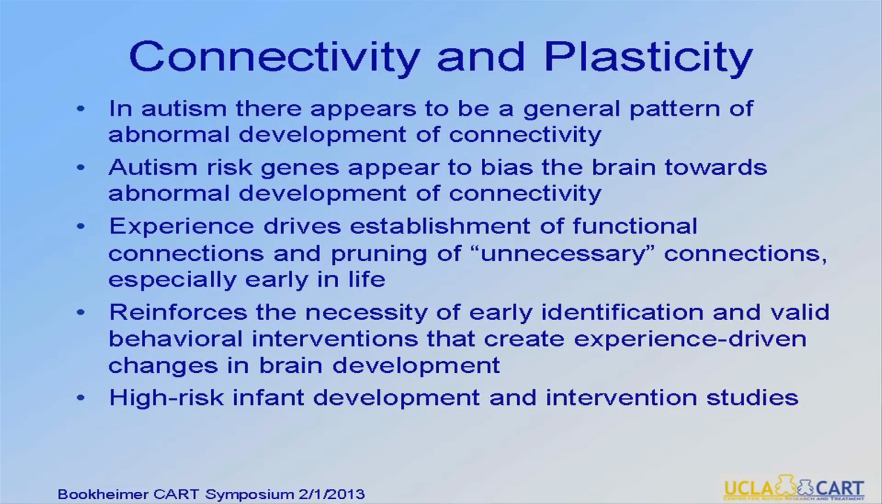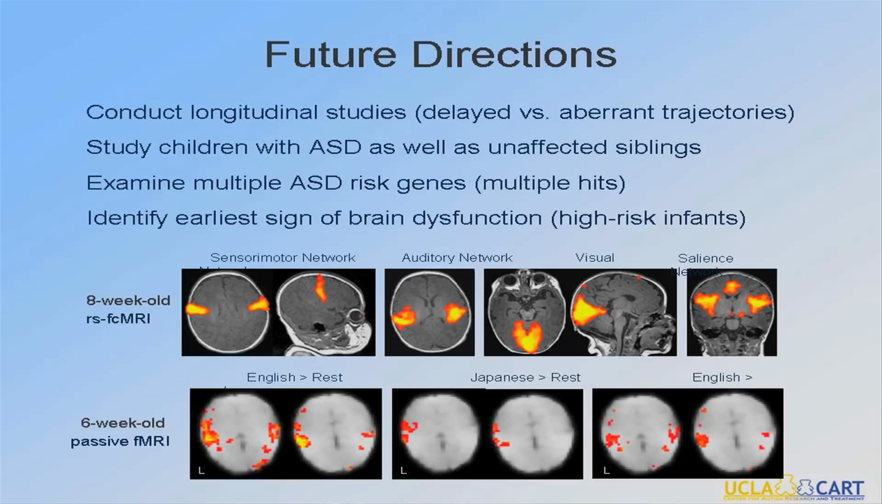And that's why we're doing high-risk infant developmental studies and intervention studies. And I just wanted to mention some future directions that we're doing here. We are looking at now super high-risk infants. So these are infants who have a sibling with autism and one other relative with autism, and scanning their brains at 6 weeks of age and following them through the first year of life.